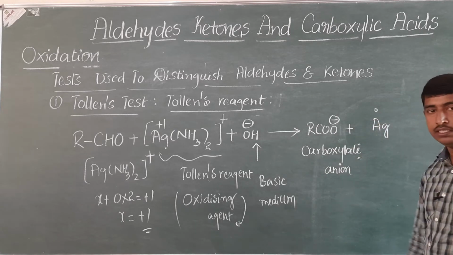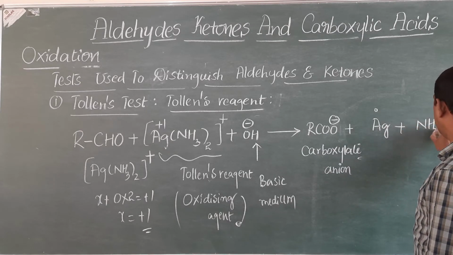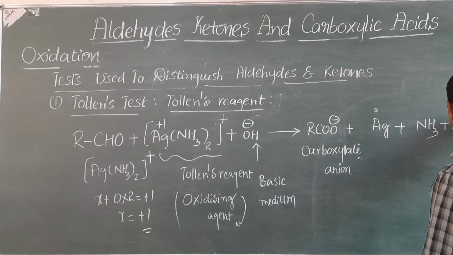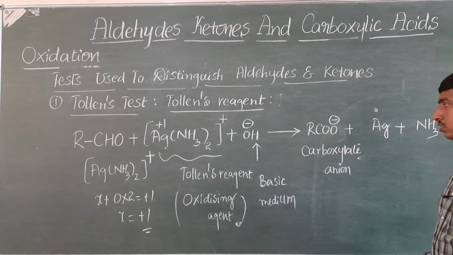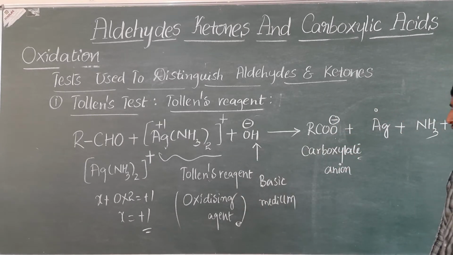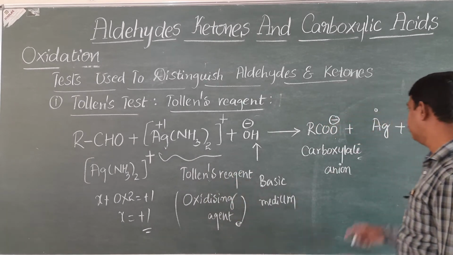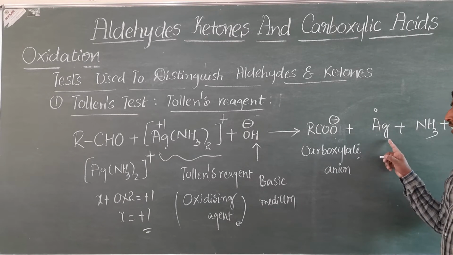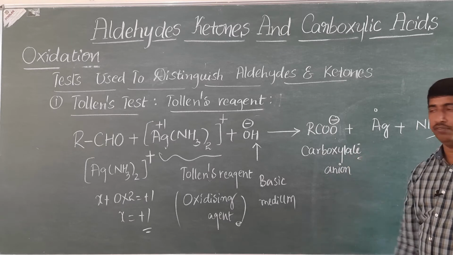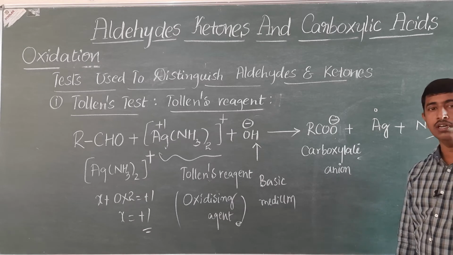Here the oxidation number is 0. It is in elemental form. Along with Ag, ammonia molecules are liberated. One more byproduct is water. So aldehyde undergoes oxidation forming carboxylic acid. Tollens reagent undergoes reduction, forming silver. And during the reaction, this silver will be deposited on the walls of the test tube.